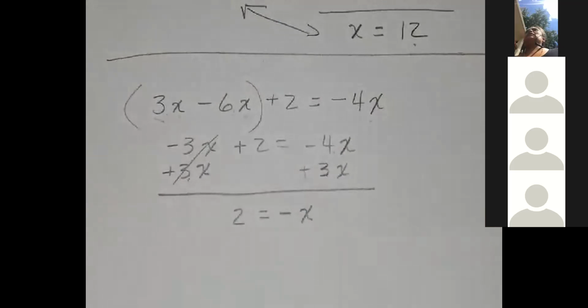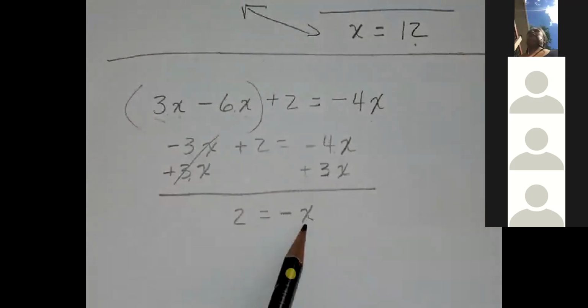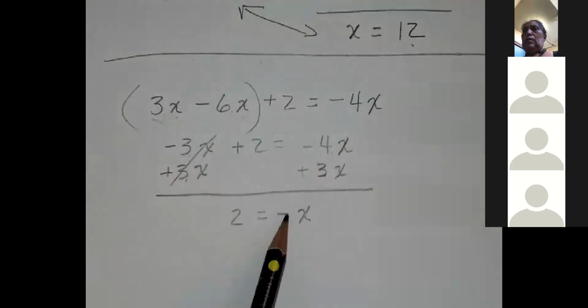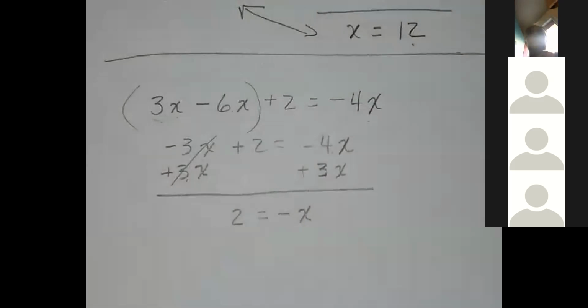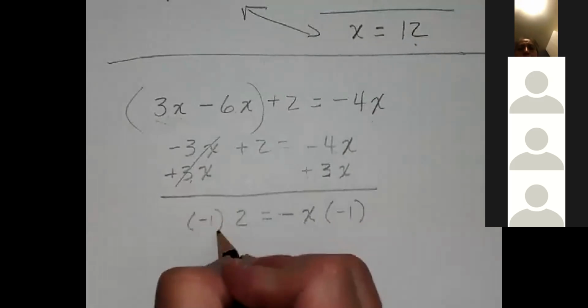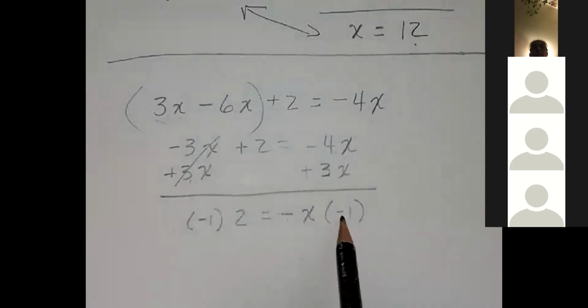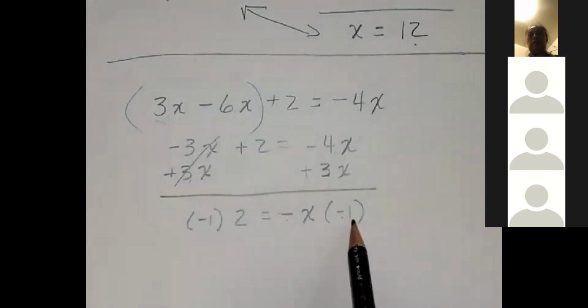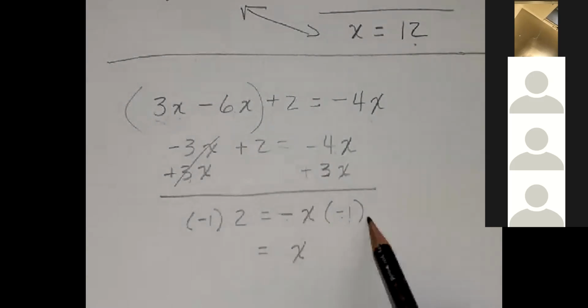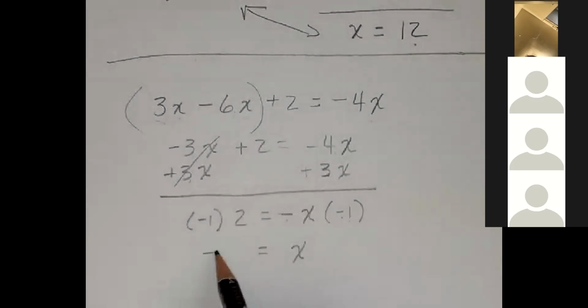Oh, and then I have to explain this thing. I don't want to know what negative x is. I want to know what x is. So I had to get rid of the negative. I actually have to do a multiplication here. I'm going to multiply by -1. A negative times a negative is a positive. Any number times 1 is just itself. So now this gives me positive x, and -1 times 2 is -2.